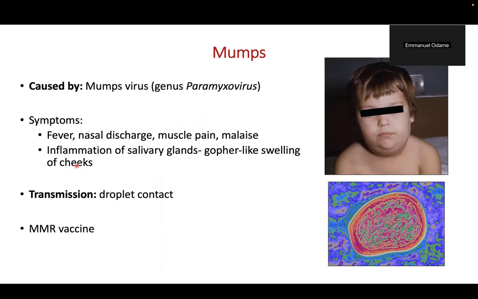Next on our list is mumps, which is caused by the mumps virus. Symptoms include fever, nasal discharge, muscle pain, and malaise. Transmission is through droplet contact, and there are also MMR vaccines available for the prevention of this.